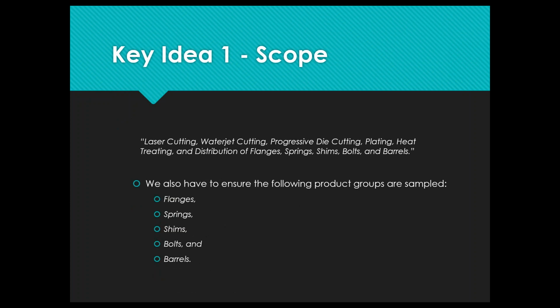And in addition, we also have to audit the following product groups. We have to audit flanges, springs, shims, bolts, and barrels. If you must have it in the scope on the certificate, we have to be able to include it in our audit. So bear that in mind when you're developing the scope statement. If it's possible for you to be succinct in developing the scope statement, and for example, to say manufacturing and distribution, then by all means do so.